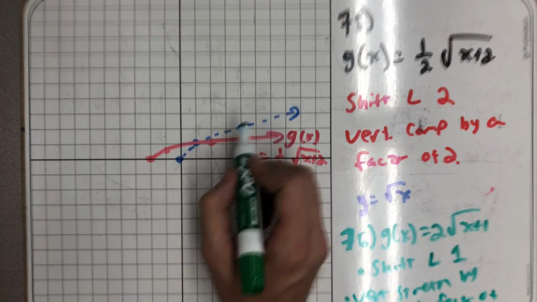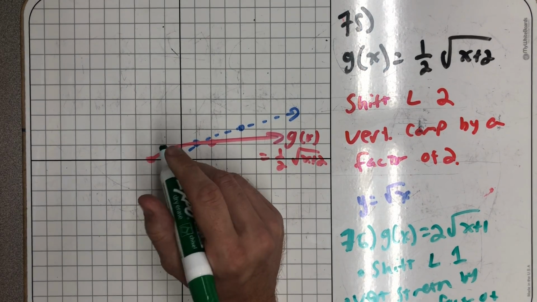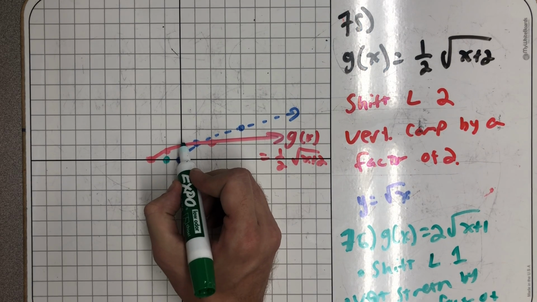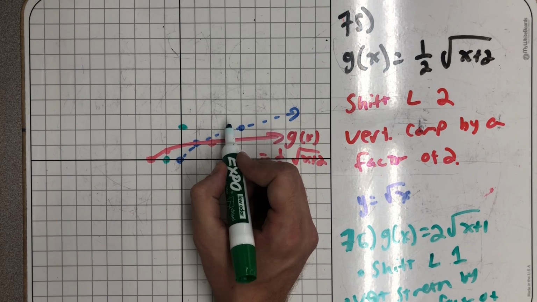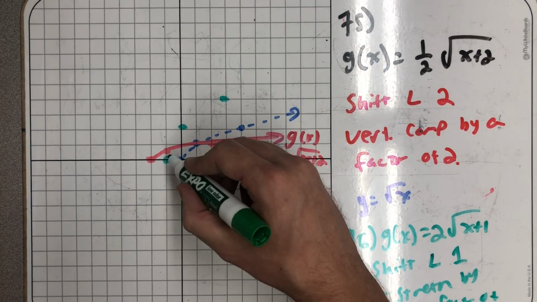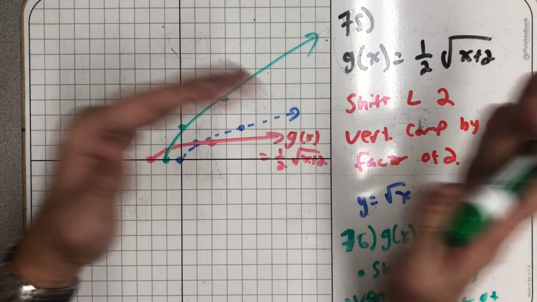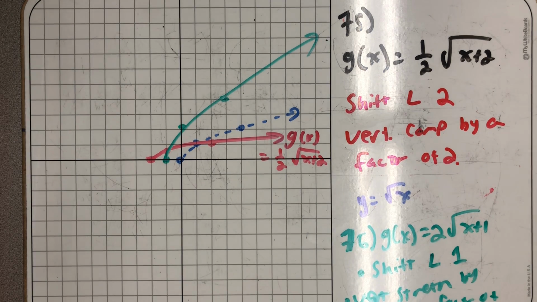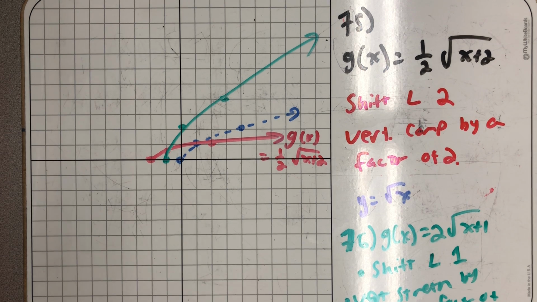So I'm going to use the same graph, transforming the blue y equals root x. Left 1, stretched by a factor of 2. Well, 0 times 2 is still 0. Left 1, 1 times 2 is 2. Left 1, 2 times 2 is 4, so 3, 4. Shifted left 1 and stretched vertically by a factor of 2. So there's our solutions to 75 and 76.